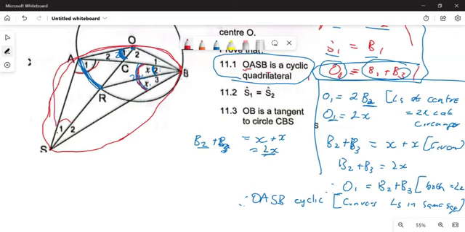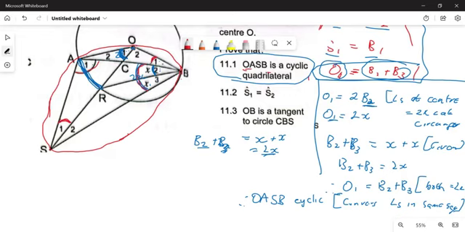Meaning that AS is a chord, SB is a chord, OB is a chord, and then AO is a chord. Meaning by now, S1 is equal to B1. These two are equal now.